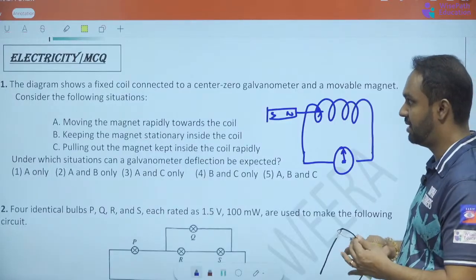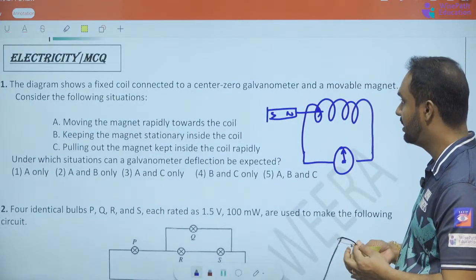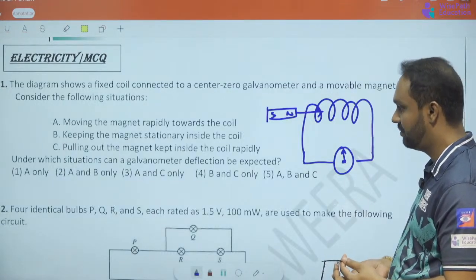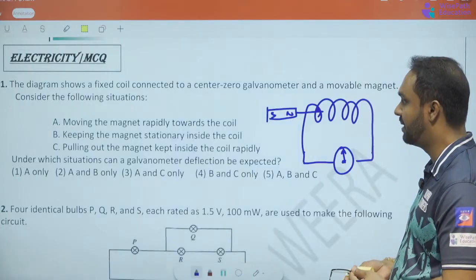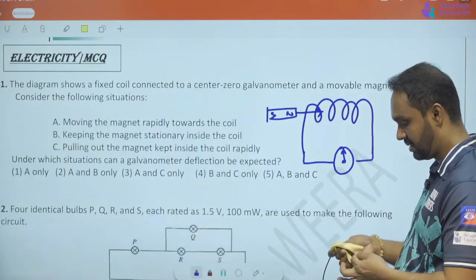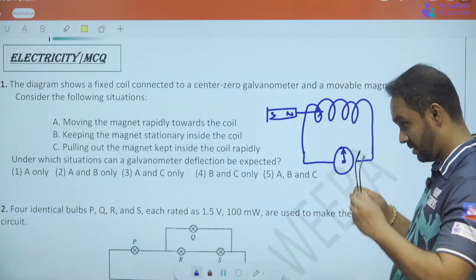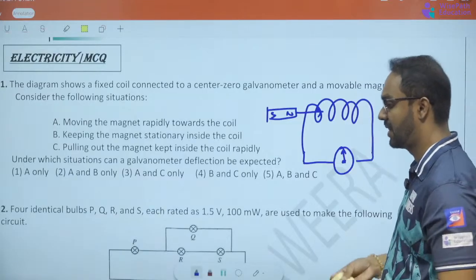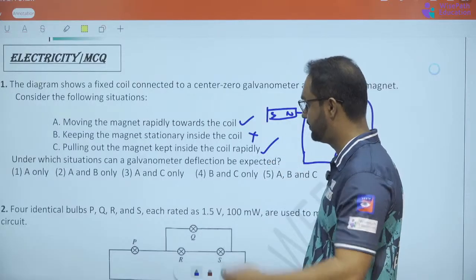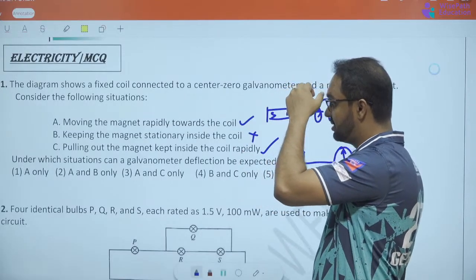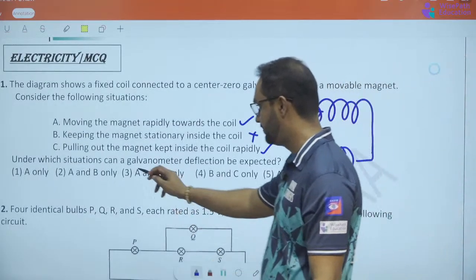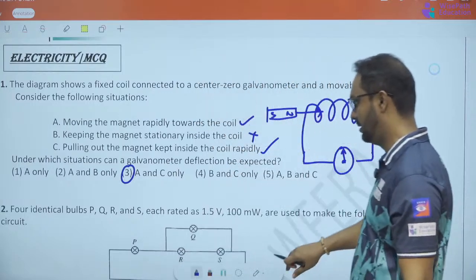So if you think about it in that sense, the first one, moving the magnet rapidly towards the coil, of course a current will occur. Keeping the magnet stationary inside the coil won't. Again, pulling out the magnet kept inside the coil rapidly, that will, right? So first one correct, second one is not, third one correct. So under which situations can the galvanometer deflection be expected? Only A and C.